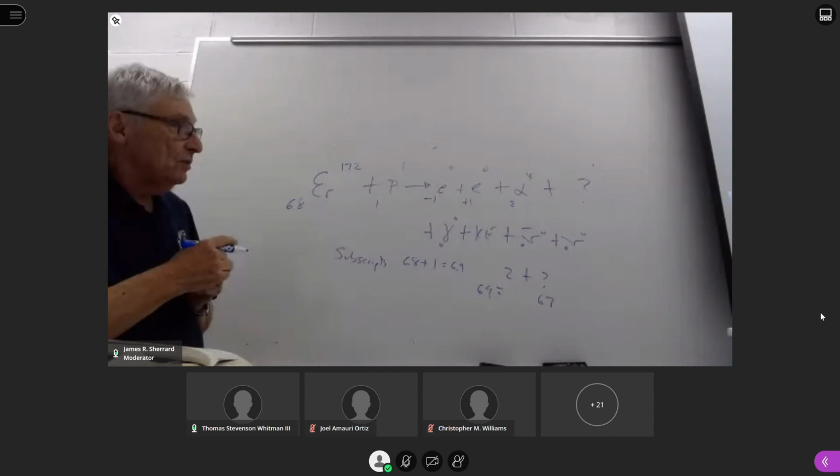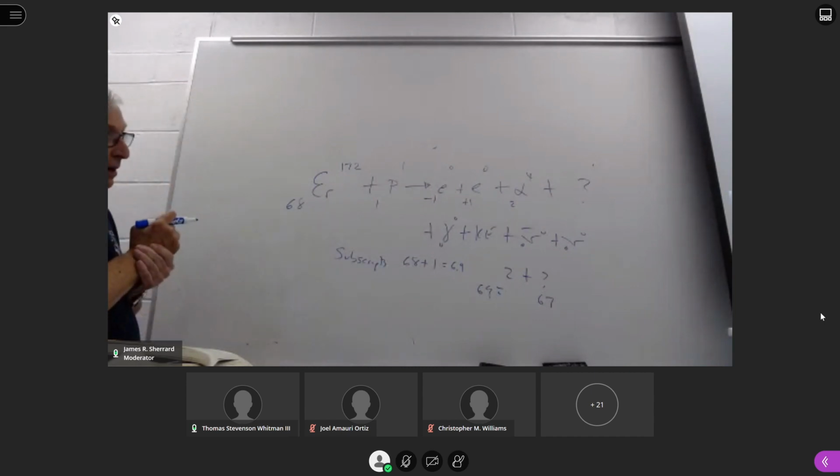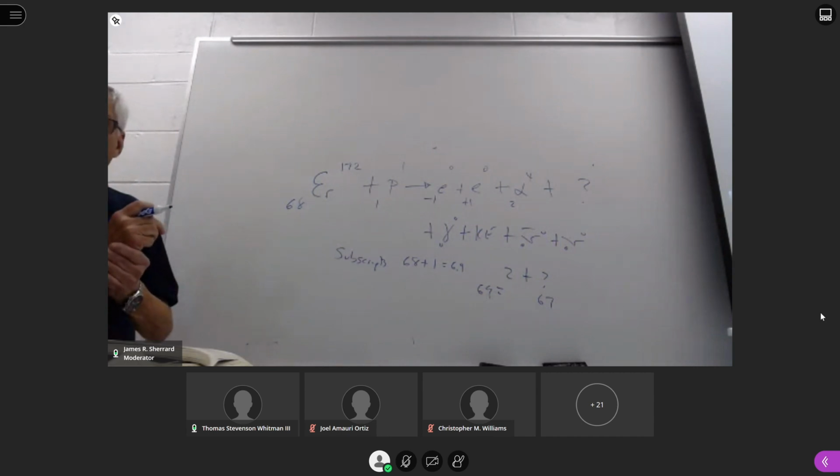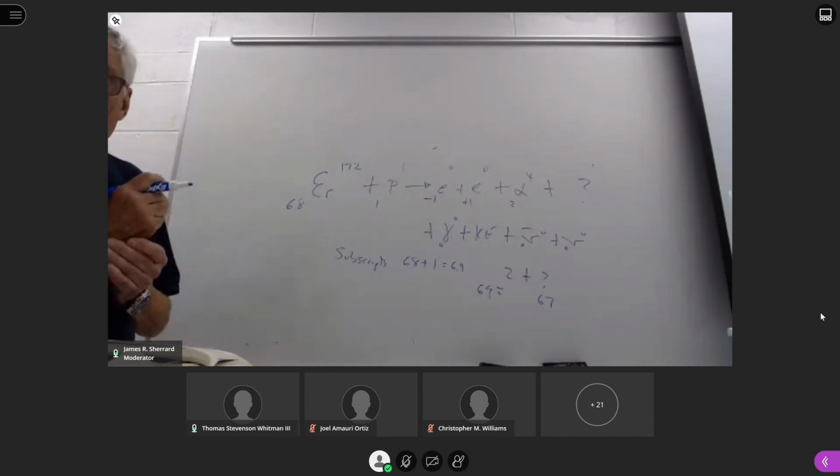Can I ask just a question about this? Should you or do you need to include what the compound nucleus is in between the two steps? We're going to pick that up in the next chapter.